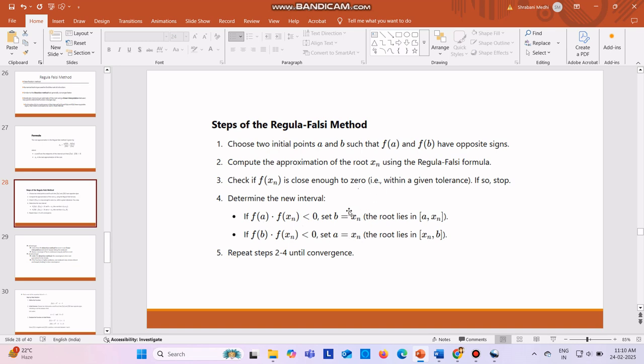We repeat this process until convergence is reached. Convergence means reaching some optimal solution. Here we will give the number of iterations.